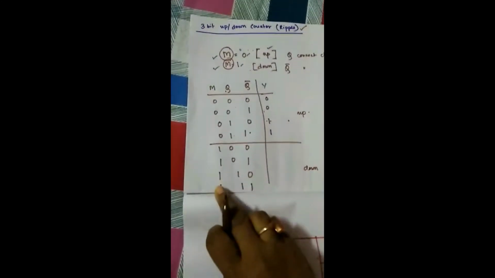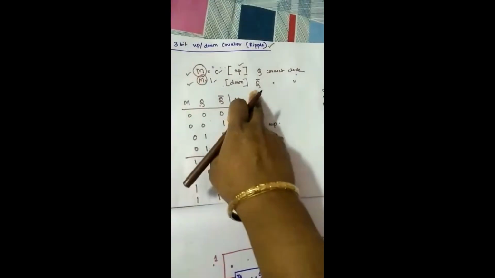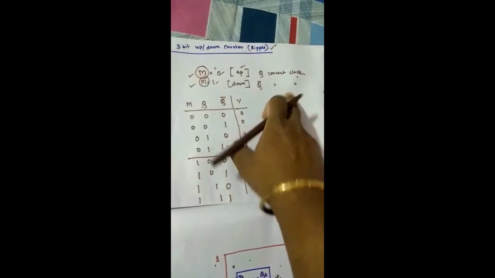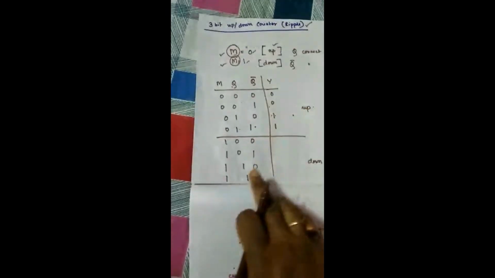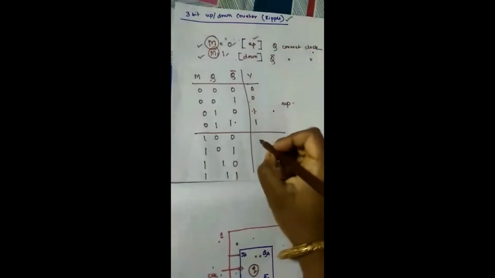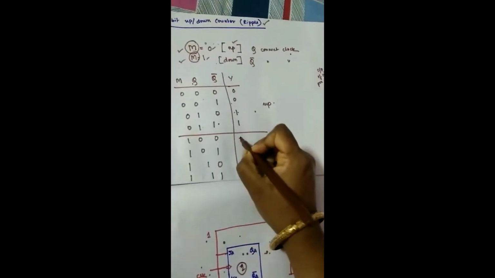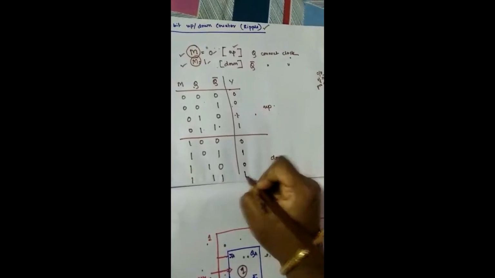Similarly, when M is equal to 1, this Q bar is connected to the clock. That means Y is now following the Q bar. Now the output of the Q will be 0, 1, 0, 1. Now for this we have to construct the circuit for Y.